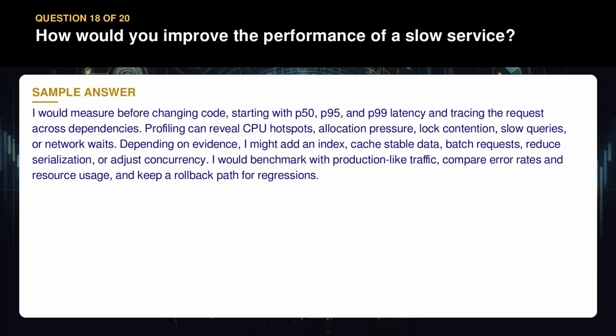I would measure before changing code, starting with P50, P95, and P99 latency and tracing the request across dependencies. Profiling can reveal CPU hotspots, allocation pressure, lock contention, slow queries, or network waits. Depending on evidence, I might add an index, cache stable data, batch requests, reduce serialization, or adjust concurrency. I would benchmark with production-like traffic, compare error rates and resource usage, and keep a rollback path for regressions.